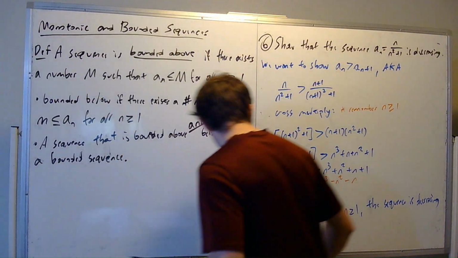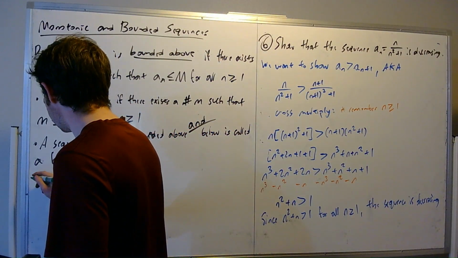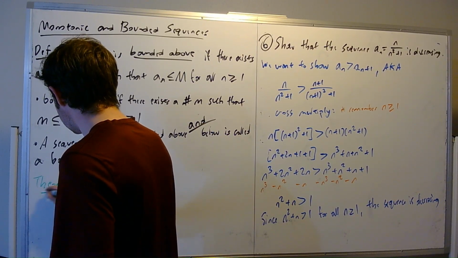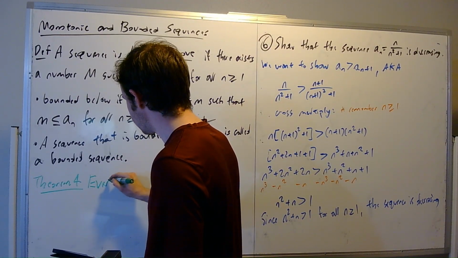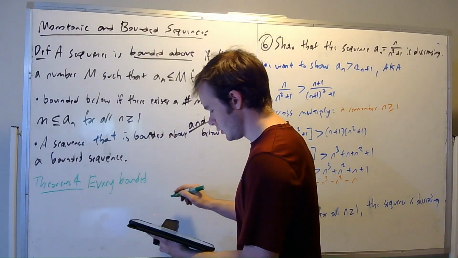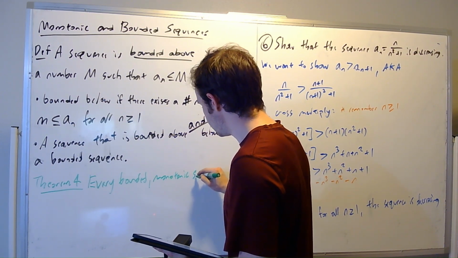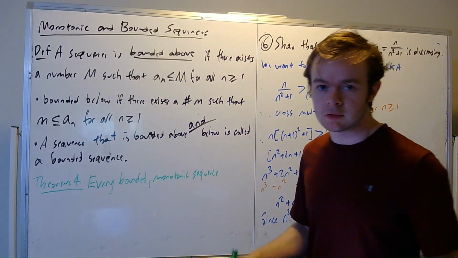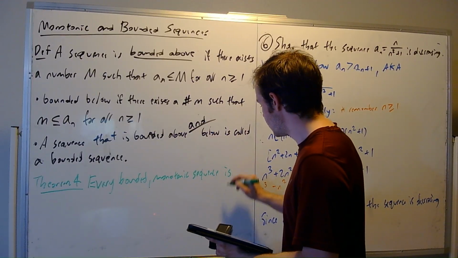Okay, so the reason why this is important is theorem 4. So this is the last thing, so theorem 4. Okay, so every bounded monotonic sequence, remember, monotonic just means it's either increasing or it's decreasing. So every bounded monotonic sequence is convergent.